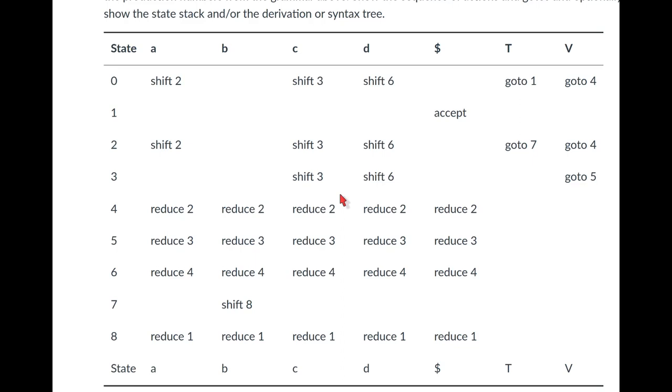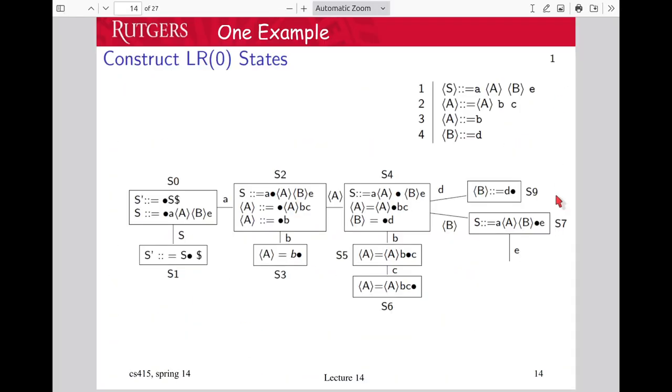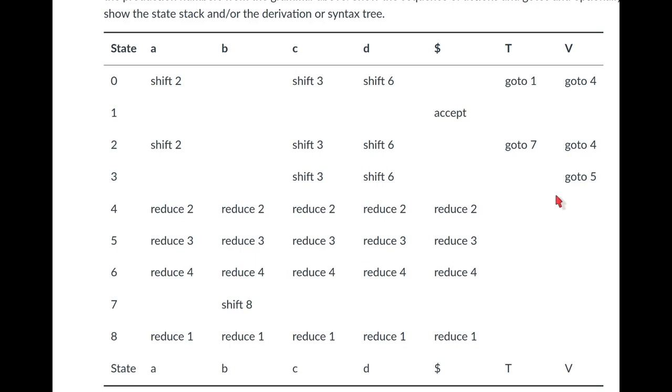So that's a little hard to just explain, but let me just get to the algorithm and show you how that works together. So effectively, we've got to shift until we reduce. And then once we reduce, we've seen an entire non-terminal, and then we go to the non-terminal state transition diagram to tell us how to consume that non-terminal and what state to go into next. That's what this go-to table does. All right, so let's just do it.